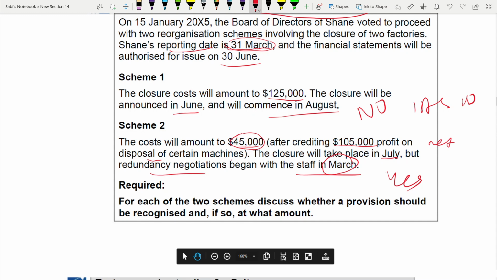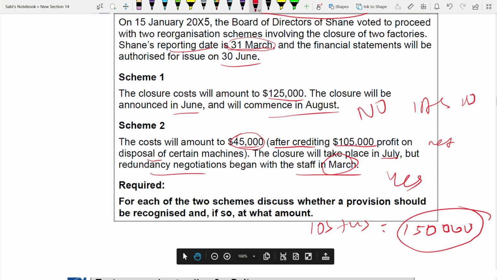Okay. How much? Provision will be 105 plus 45, 150,000. This is the amount of provision. Why? You cannot net off your profit with the cost. Right? Profit on disposal cannot be netted off against the expected cost. This 45,000 you have got after crediting, after netting off. That's why you are adding it back.